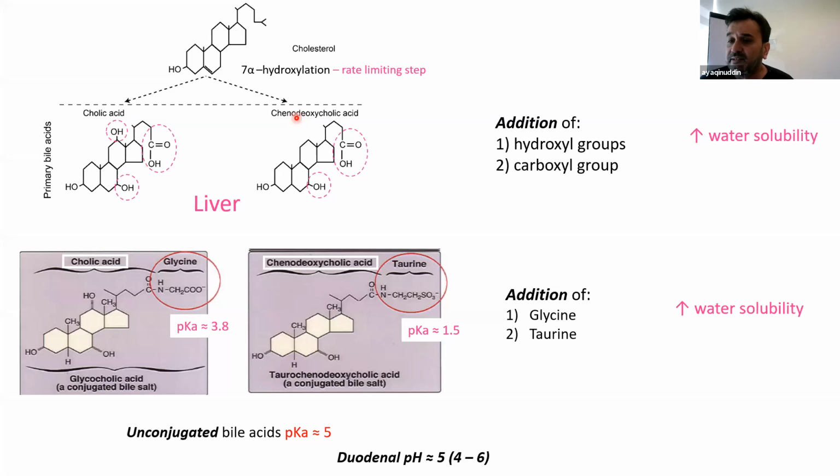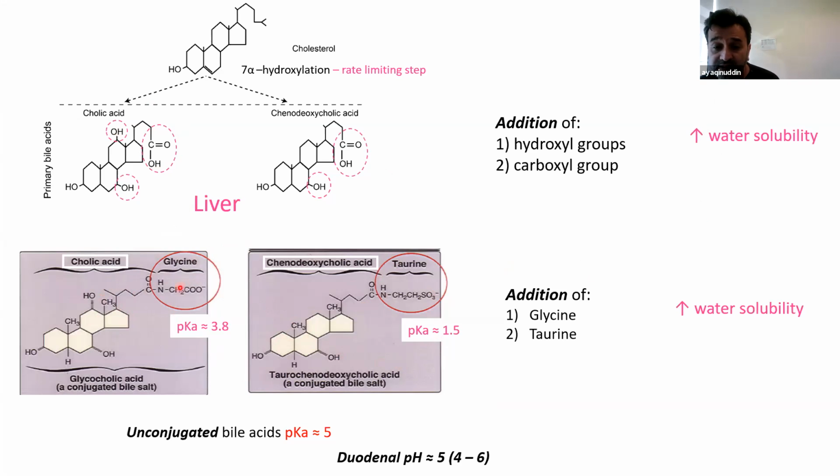Then in the hepatocytes, there is conjugation of these primary bile acids with glycine and taurine, and this increases the water solubility of these bile acids. Because these conjugated bile acids can easily become ionized, they can bind to sodium and potassium to become bile salts. Addition of hydroxyl and carboxyl groups increases the water solubility, and conjugation with glycine and taurine also increases the water solubility.